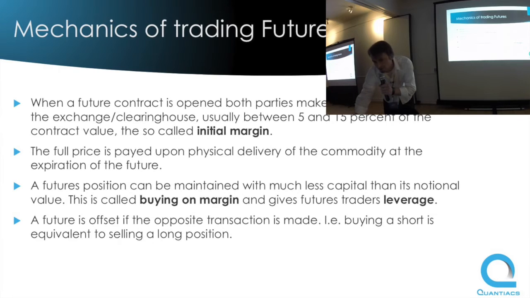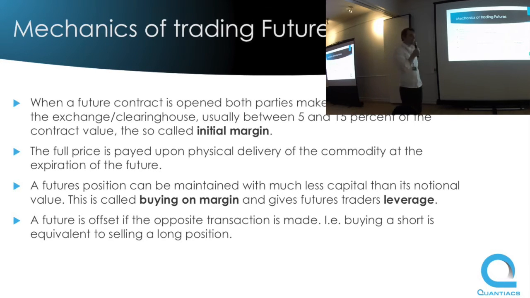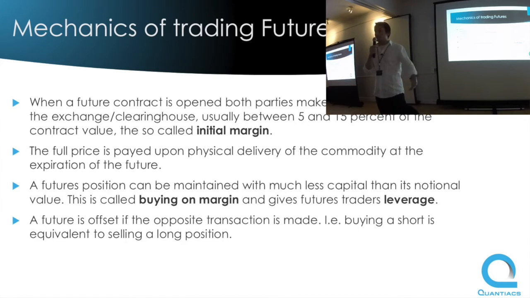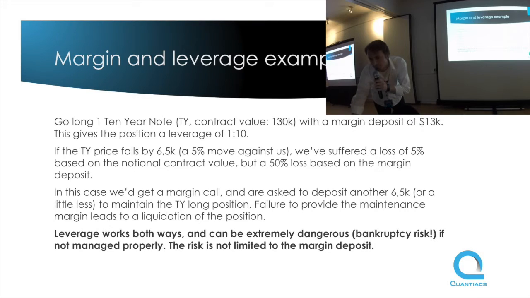And again, as I mentioned, the future is offset if the opposite transaction is made. If Dirk and I open a future contract, it's not necessary that we wait until it expires. We can agree anytime prior to the contract maturity that we want to close the contract, simply by an offsetting transaction. So if I'm the short, I buy a long contract, or I sell my short, it's the same. And Dirk does the exact opposite.